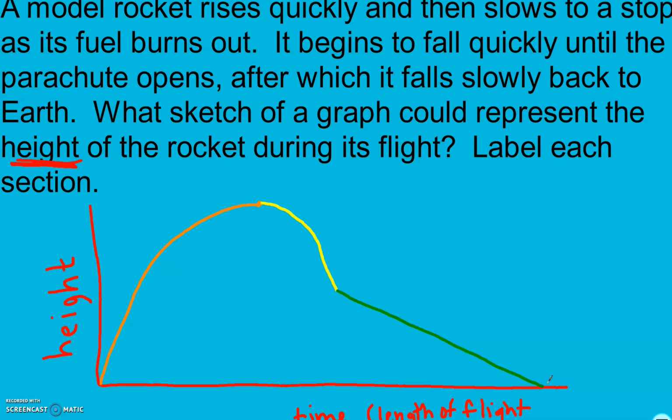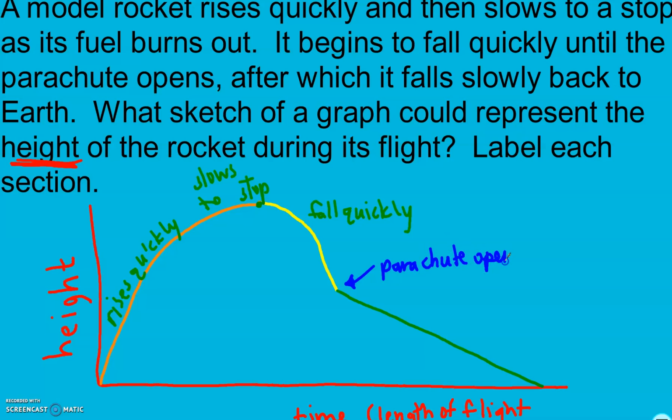So, label each section. So, this is where it rises quickly. Here it slows to a stop. Then it's going to fall quickly. Our parachute opens. And then it falls slowly back to Earth.